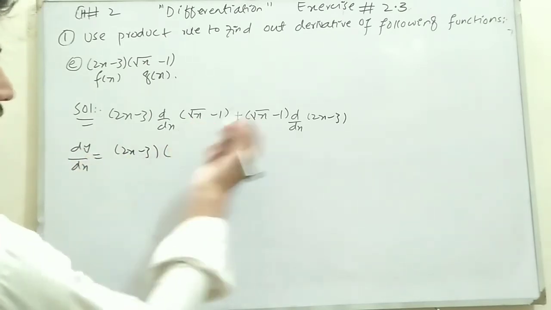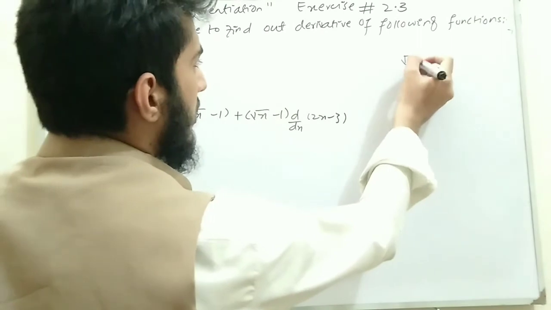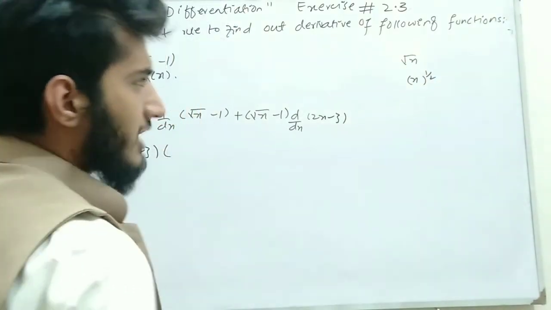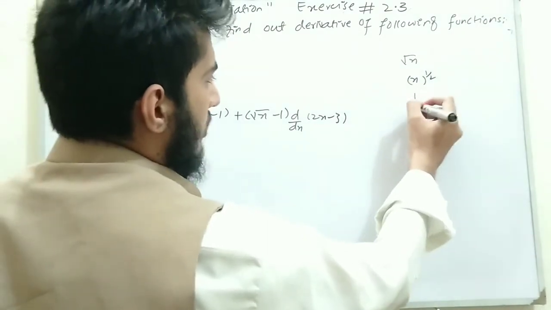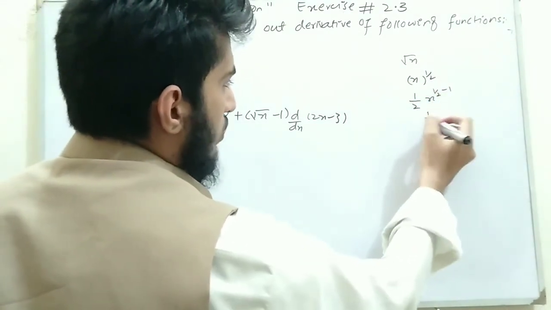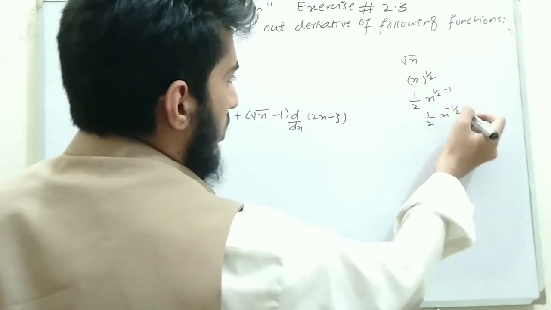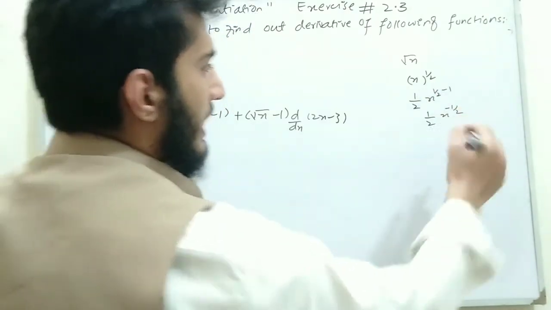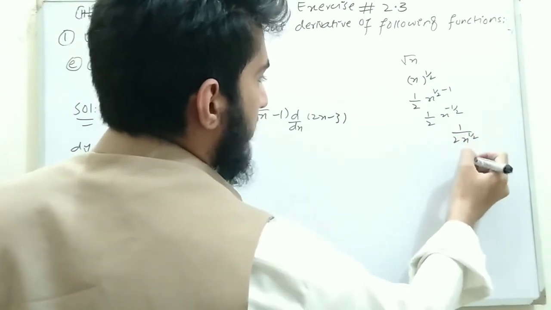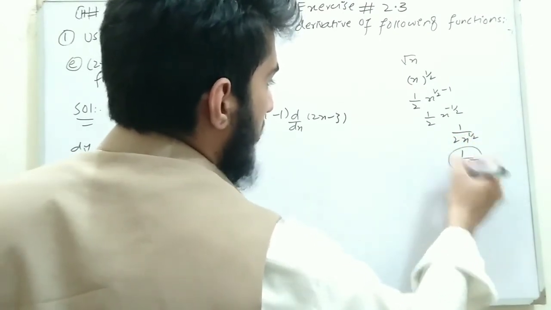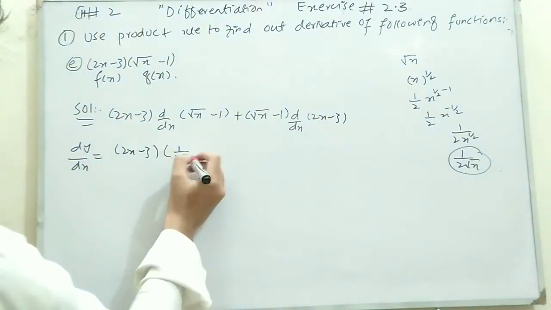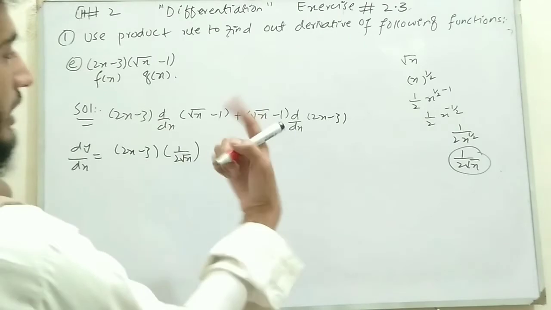Multiplied by the derivative of root x, which will be. You know that root x can be written as x power 1 over 2. So according to the generalized power rule, 1 over 2 will come to the front and in the power we will subtract 1, so 1 over 2 minus 1. So it becomes 1 over 2 x raised to the power negative 1 over 2. X power minus 1 over 2 will come to the denominator. It becomes 1 over 2 x power 1 over 2. So the result will be 1 over 2 root x. So this is the derivative of root x. So it becomes 1 over 2 root x, and the derivative of negative 1 is 0.